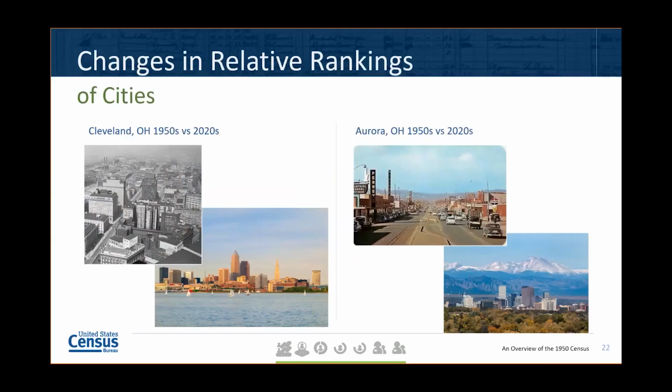The rankings of cities by population was considerably different in 1950 prior to these trends in regional migration and suburbanization. So for instance, Cleveland in 1950 had about 915,000 people, and it was the nation's 7th largest city. Aurora, Colorado, on the other hand, was a small suburb of Denver with just 11,000 people. But by 2020, Aurora's population had skyrocketed to 386,000, making it the 51st largest city in the country. Larger now than Cleveland, with a population of 373,000, which is ranked 54th.